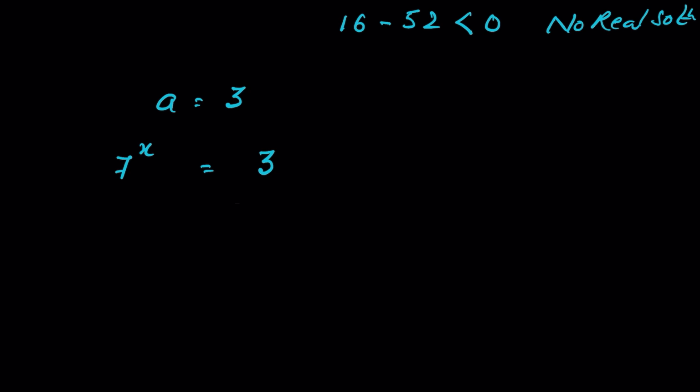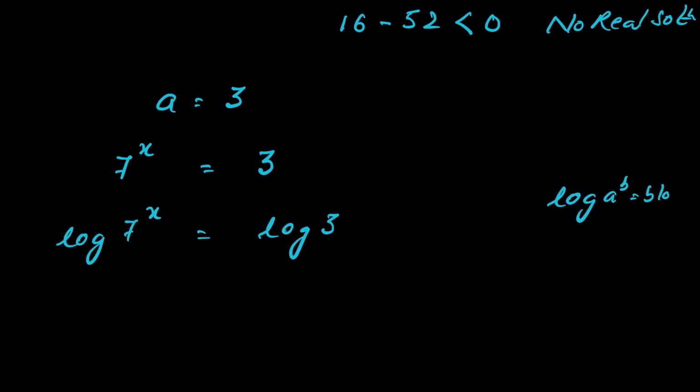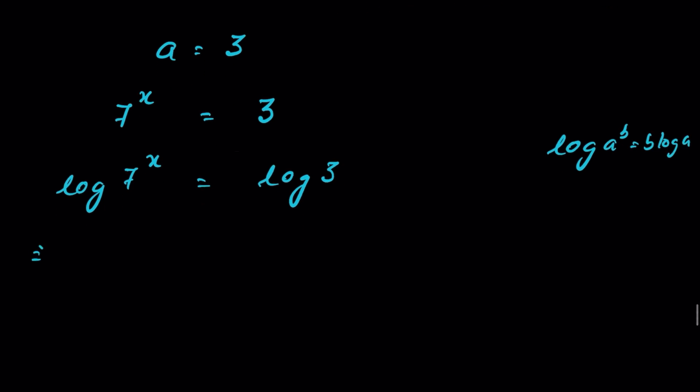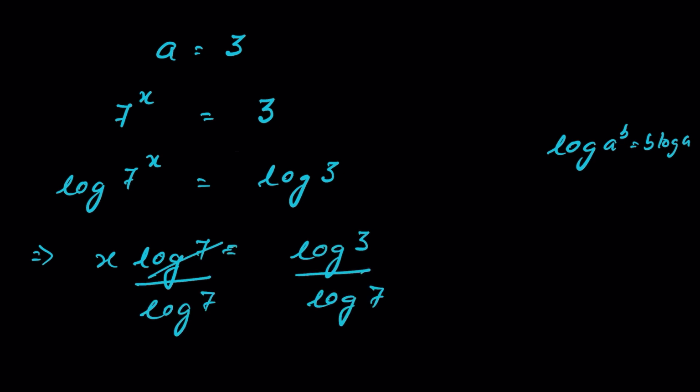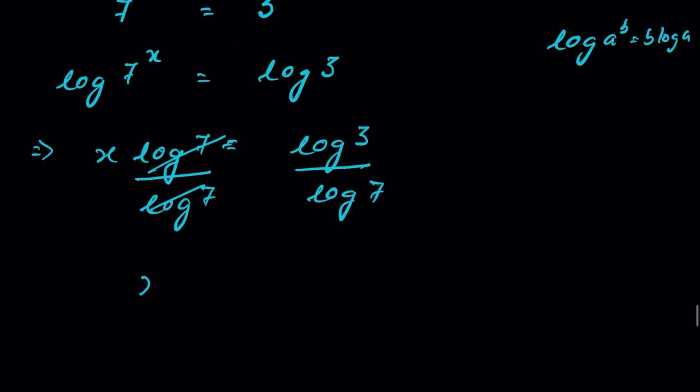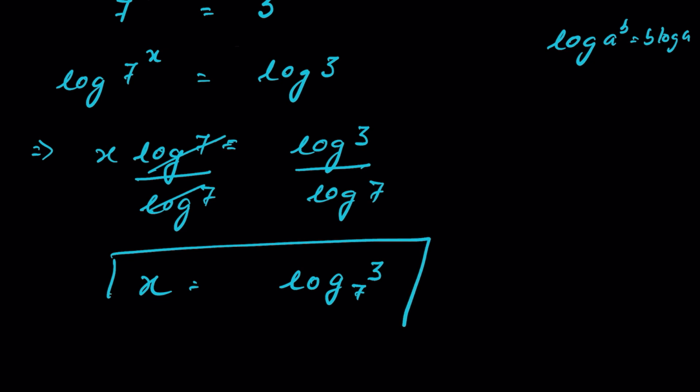Take log to both the sides. Log a to the power b is equal to b log a. Therefore this will be x log 7 equals log 3. Divide both the sides by log 7. This gets cancelled. X equals log 3 with base 7. This is the value of x. You can put the value of log 3 and log 7 and then find the final value, or can leave it here.